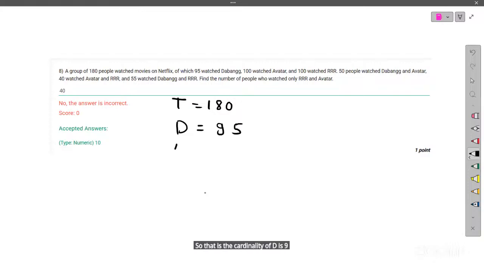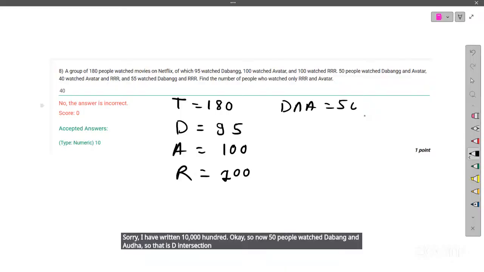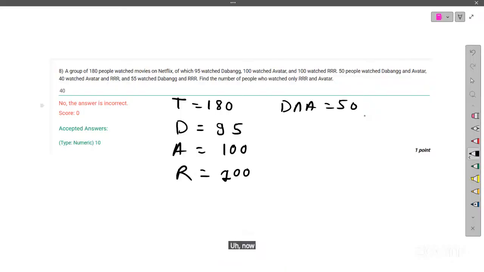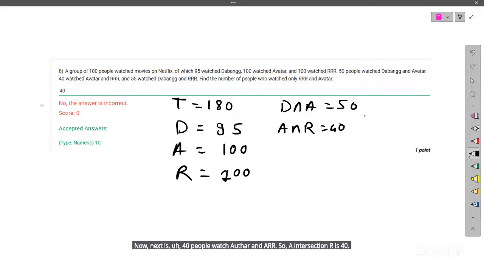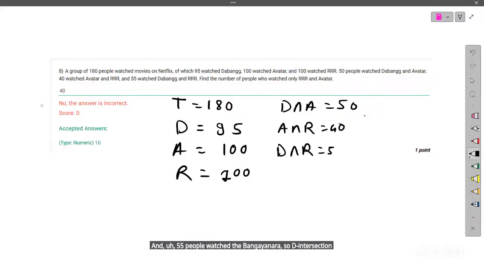100 watched Avatar, so cardinality of A is 100. 100 watched RRR, so cardinality of R is also 100. Sorry, I had written 1000. 100. Okay, so now 50 people watched Dabang and Avatar, so D intersection A is 50. Now 40 people watched Avatar and RRR, so A intersection R is 40. And 55 people watched Dabang and RRR, so D intersection R is 55.